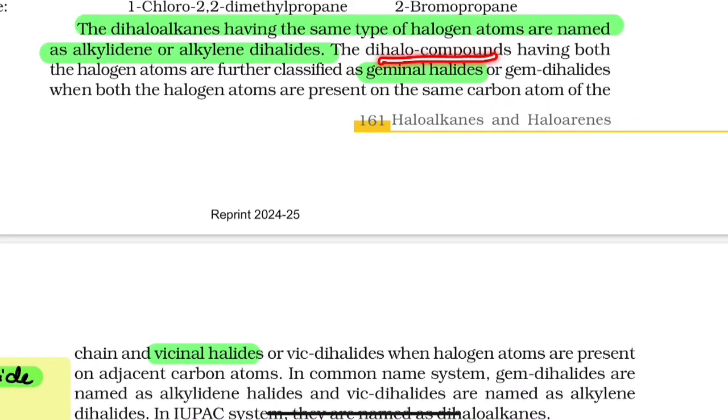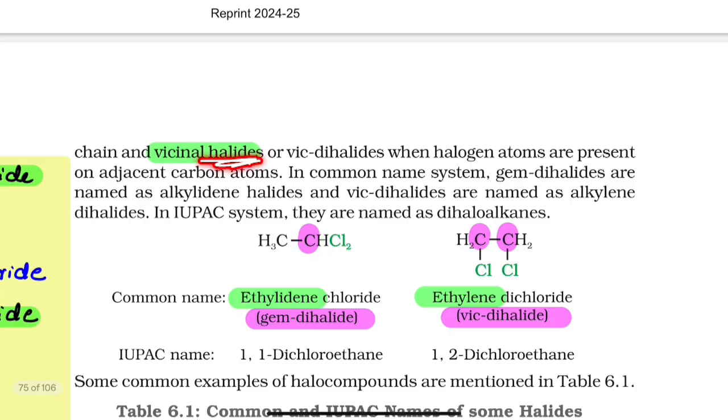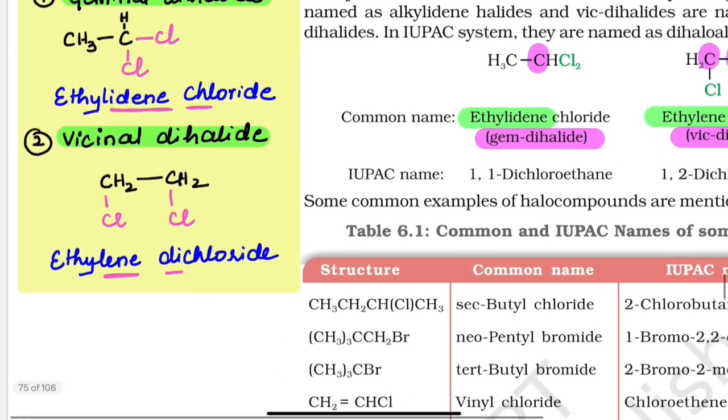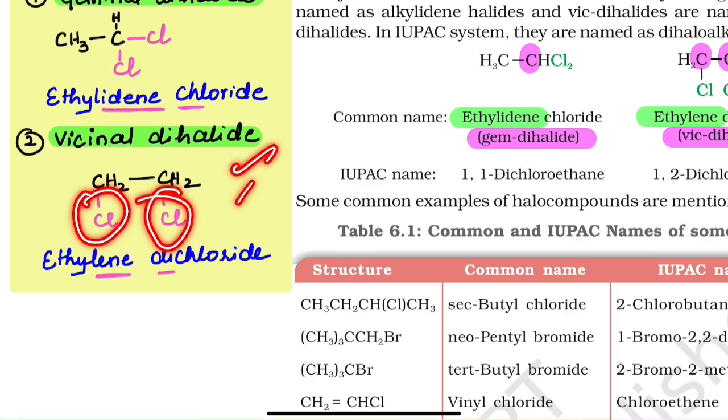The dihalo compounds having both halogen atoms are further classified as geminal dihalide when both the halogen atoms are present on the same carbon atom. Then it is geminal dihalide. Vicinal dihalide is when halogen atoms are present on adjacent carbon atoms. Adjacent carbon atom means next to next carbon atom. Then it is called vicinal dihalide.